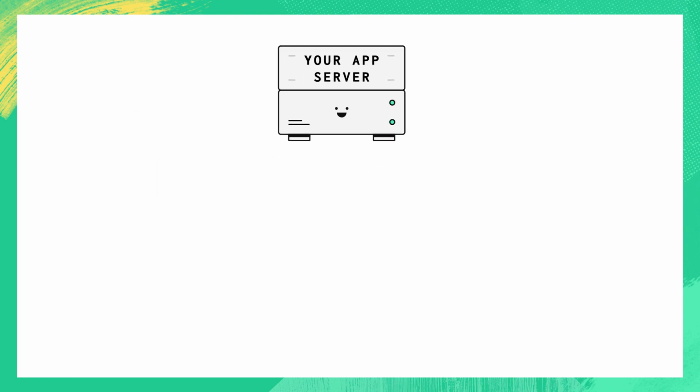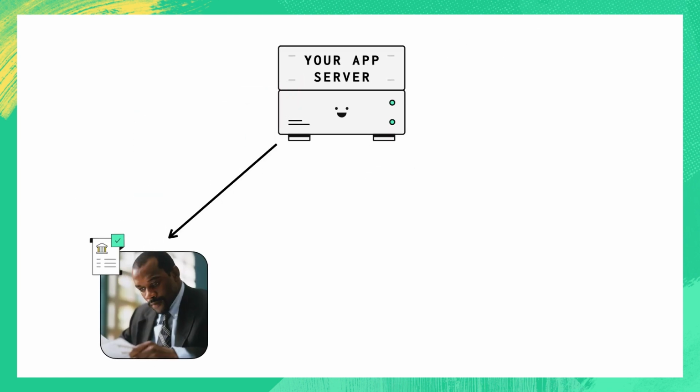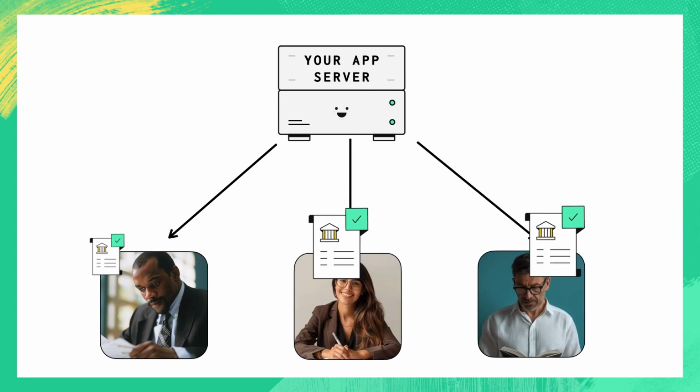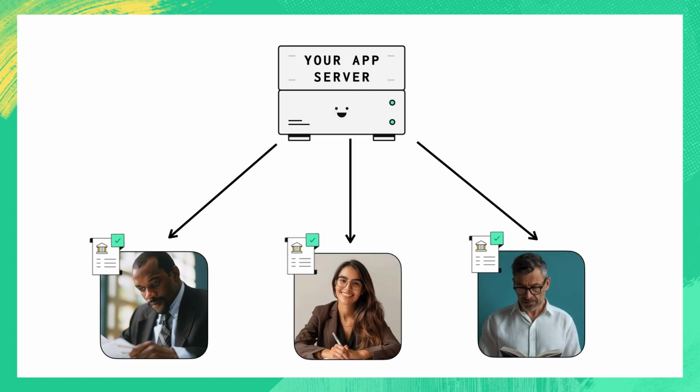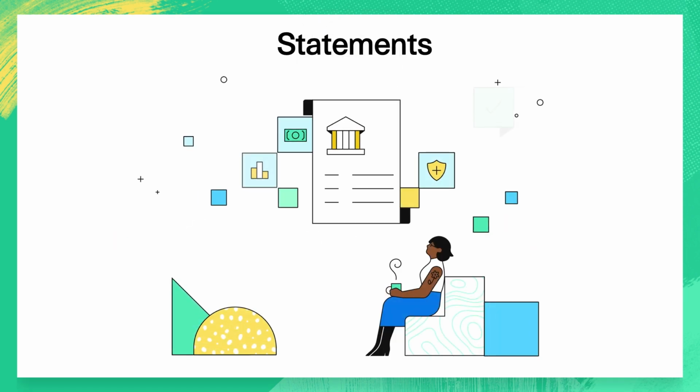Maybe it's because you're matching loan applications with lenders who want to see original bank statements. Or maybe you're working with bookkeepers and accountants who are more comfortable handling PDFs they can read instead of giant JSON files. Well, for all these situations and more, there's Plaid Statements. Plaid Statements downloads original bank statements directly from the user's bank and delivers them to you.